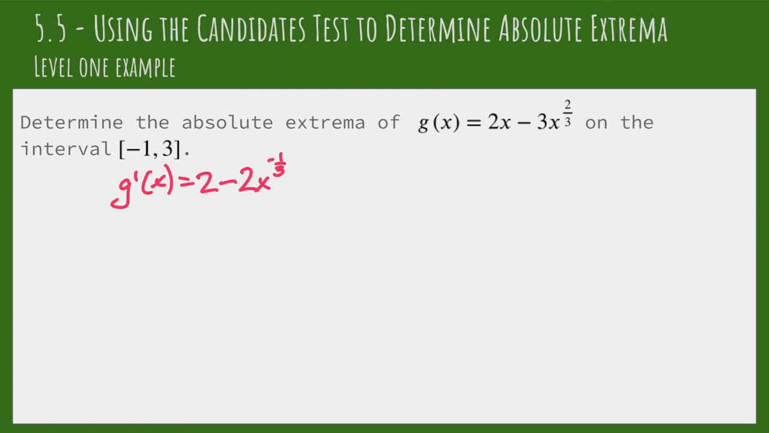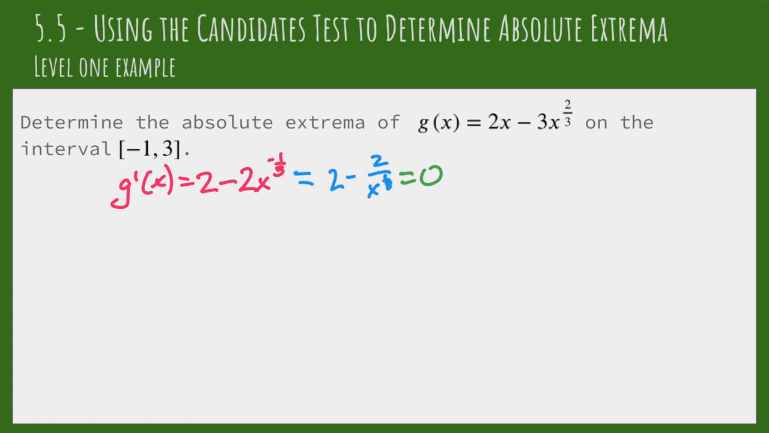In order to do that, I'm going to rewrite this. It's going to be 2 minus 2 over x to the 1/3. If this is equal to 0, that's going to be one of our critical value types. Then we get 2 minus 2 over x to the 1/3 is 0.